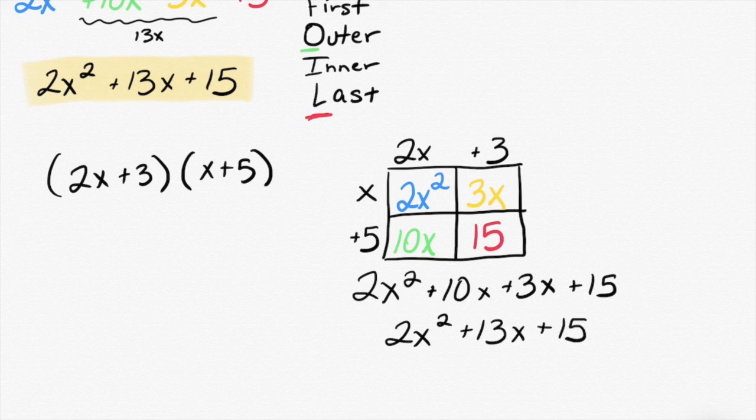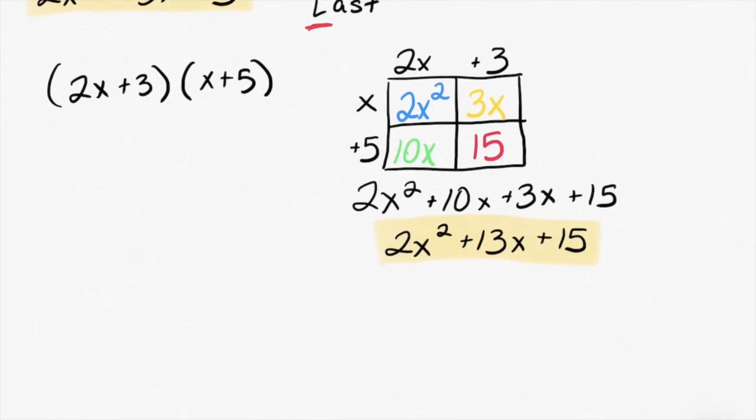Does it have to be in order? Be more specific. What do you mean by order? Does it have to go like 2x to the second or something like that? You should get into the habit of writing your final answer going from highest exponent to lowest, just like this. It would not technically be wrong. I'm using the world's largest air quotes here. It's not technically wrong if you did something like this. That is a correct answer, but it's just not good practice to write it like that.